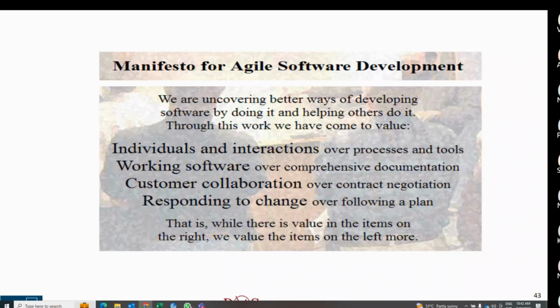Now, question. Any single word you are not able to understand, we can discuss this. Okay.